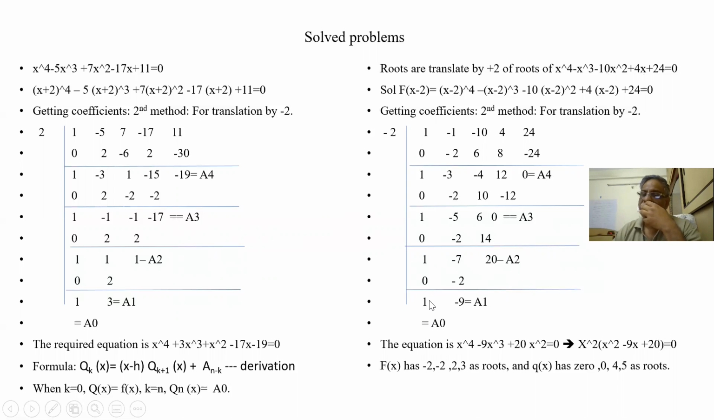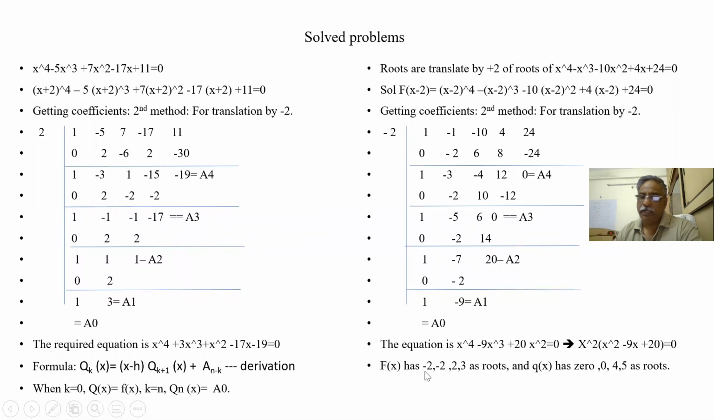So x to the power of 4 minus 9x cubed plus 20x square is equal to 0. If I translate this by -2, I'm getting this equation. So x square into this. So what are the roots here? 4 fives are 20, so 4 and 5 are roots here. So 0, 4, 5 are roots.